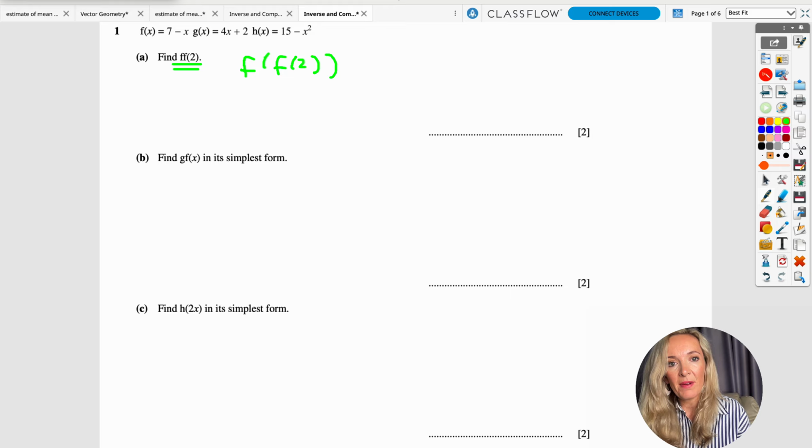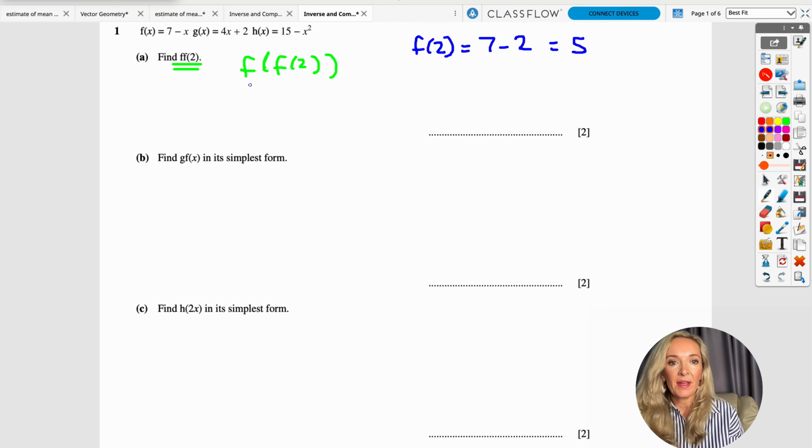Now, can you see what I've done there is that I've put some extra brackets in. It just means that f of 2 is going to go into f, okay? So our first job is to work out what is the value of f of 2. If 2 goes into the function f, it means that we do 7 subtract that value, in this case 2, which gives us this value of 5, all right? So now we know that f of 2 is actually 5. What we're really finding then is f of 5.